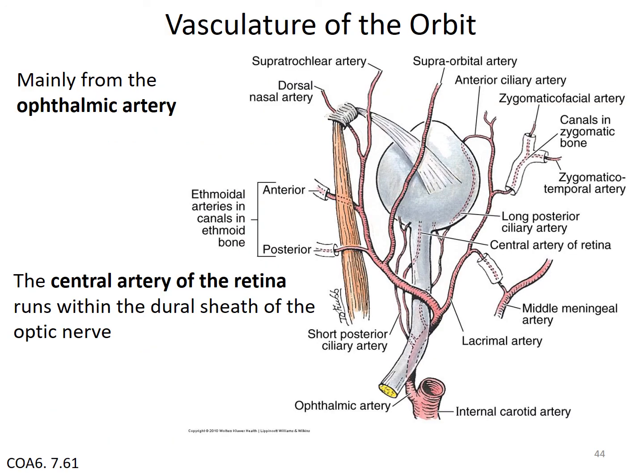Vasculature of the orbit. In brief, mainly from the ophthalmic artery. Also very important, the central artery of the retina will run within the dural sheath of the optic nerve, as I've already said, and you have a very rich vasculature of the orbit. The ophthalmic artery is actually a branch of the internal carotid artery. The infraorbital artery from the external carotid artery also contributes to blood supply to structures of the floor of the orbit.